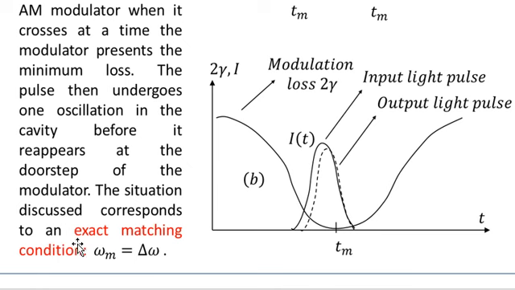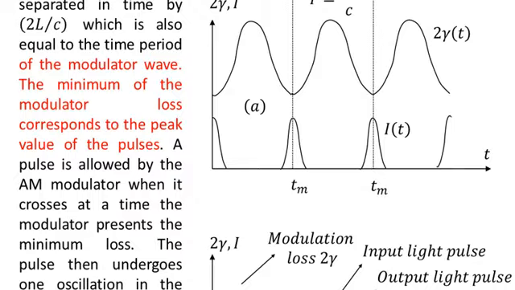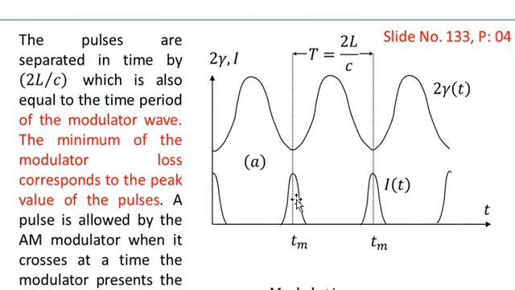The situation discussed corresponds to an exact matching condition, omega m is equal to delta omega. So you see that the conditions that we have discussed over here in part A of this figure require exact matching of the frequency of the modulator. That is, the modulator frequency omega m should be exactly equal to delta omega, and delta omega is the angular separation between two consecutive longitudinal modes of the laser. So under that condition, exactly these sharp peaks will appear when the loss of the modulator is minimum.